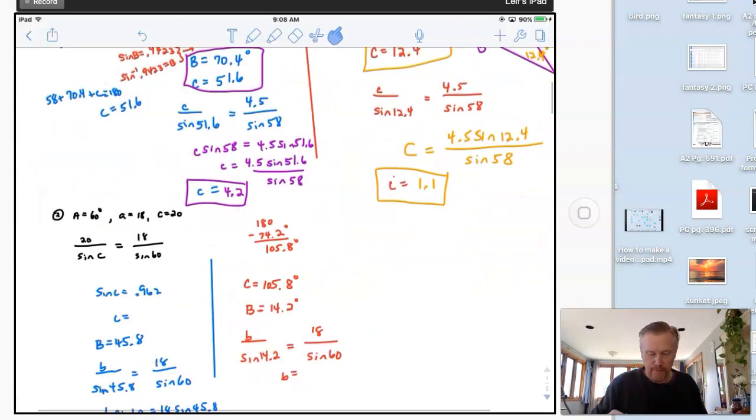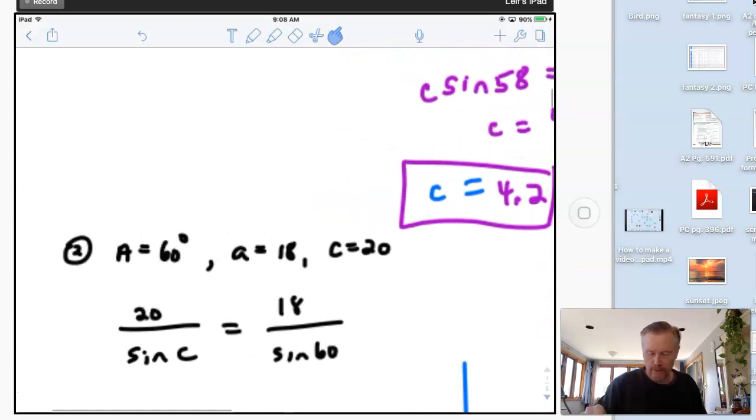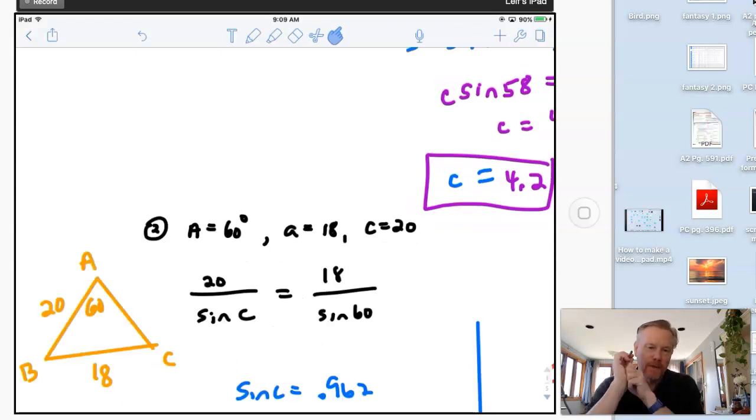All right, next one. This one, let me draw a diagram. A is 60 degrees, side A is 18, side C is 20. So I have to have the sine of 60 and the 18 across from each other in the setup with the law of sines there, which I have. And then I'm looking for angle C in this one. You could go for angle B just as easily. No, actually you couldn't, because you have to use angle C because the 20 is opposite the angle C.